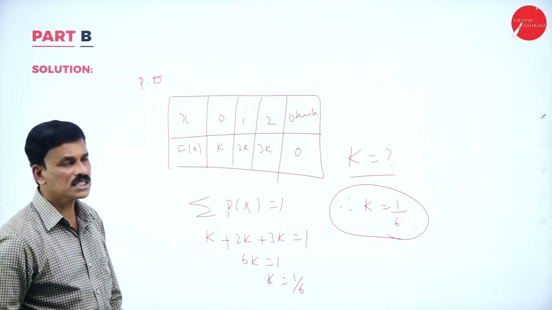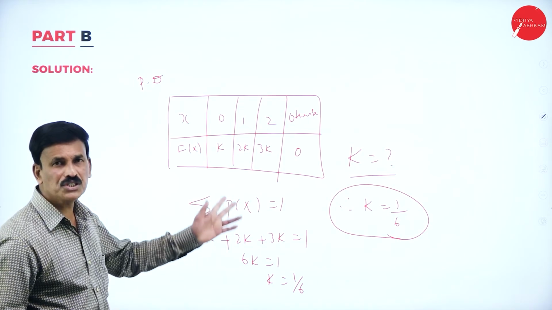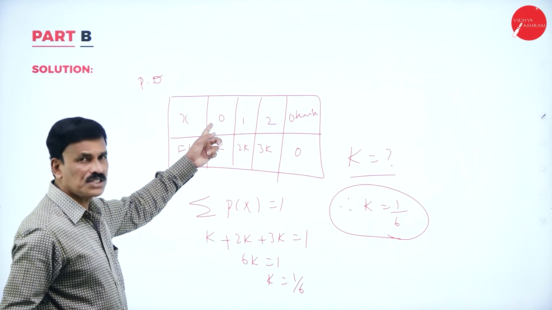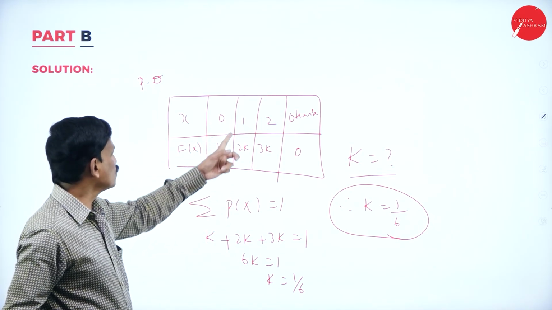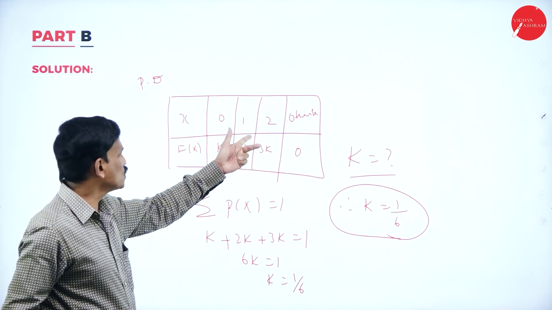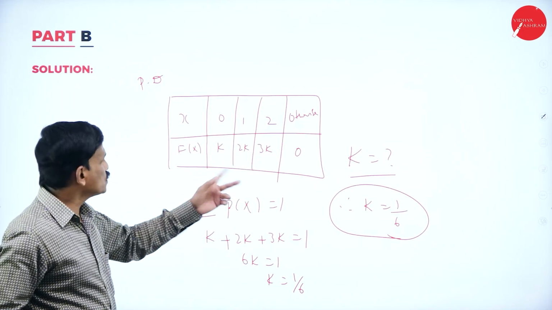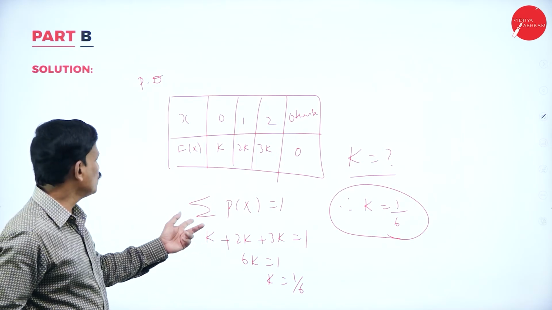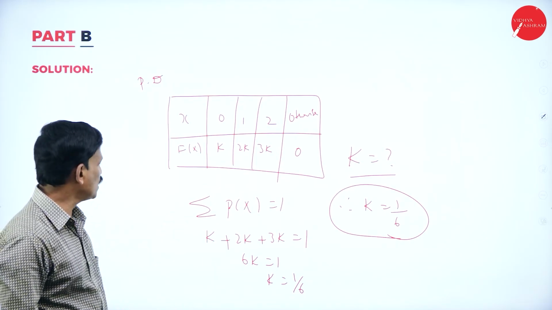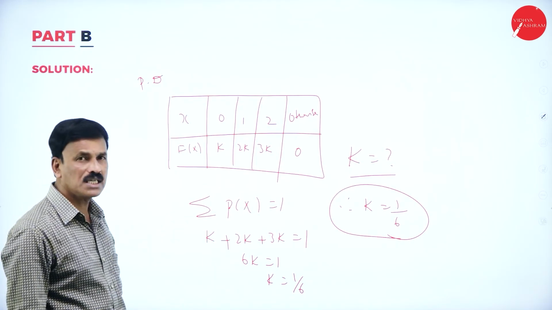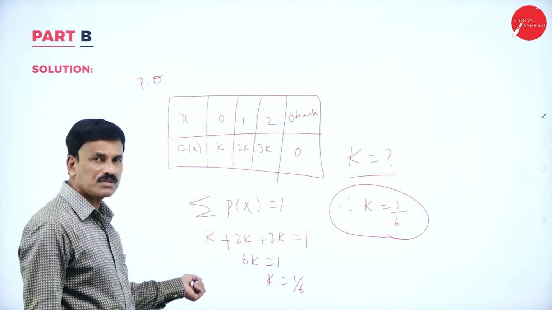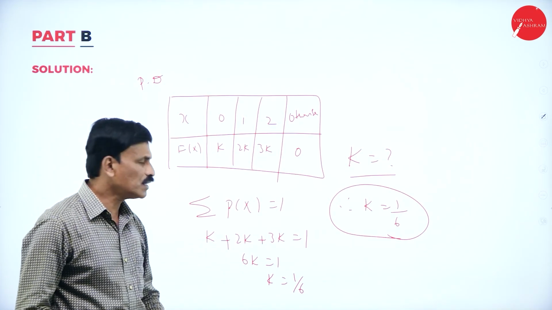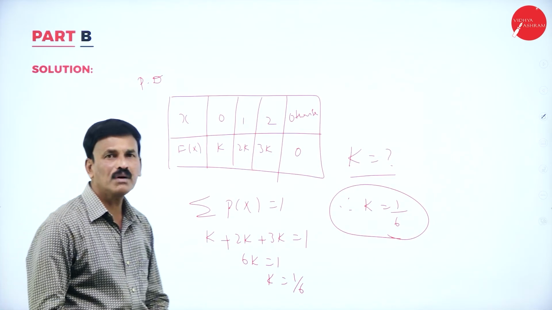That's it. Very simple. This is a probability distribution table. When x is 0, it is k. When x is equal to 1, p of x is 2k. When x is equal to 2, p of x is 3k. 0 otherwise. So we know sigma p of x is equal to 1. That is k plus 2k plus 3k is equal to 1. 3 plus 2, 5 plus 1 is 6. 6k is equal to 1 means k is equal to 1 by 6.